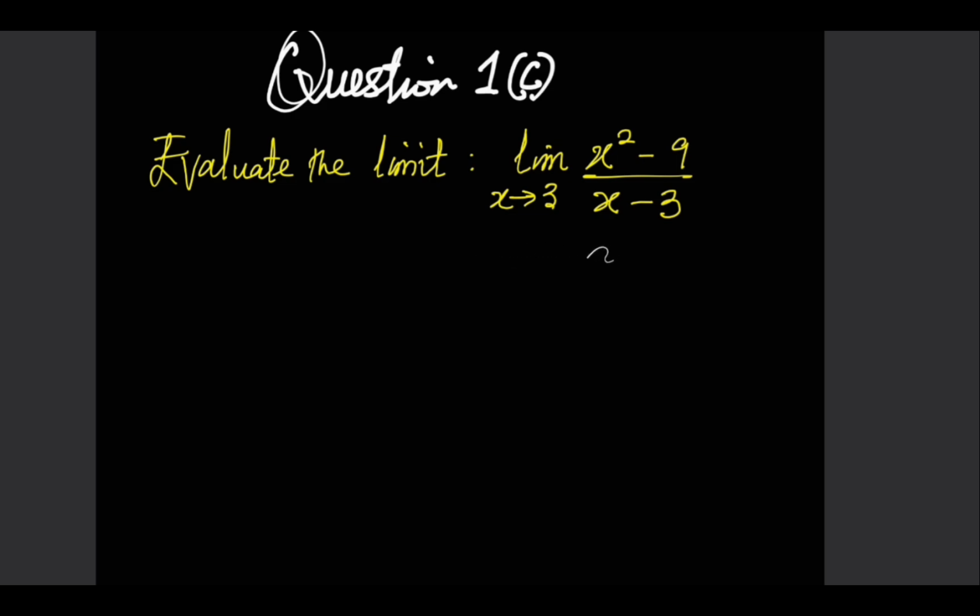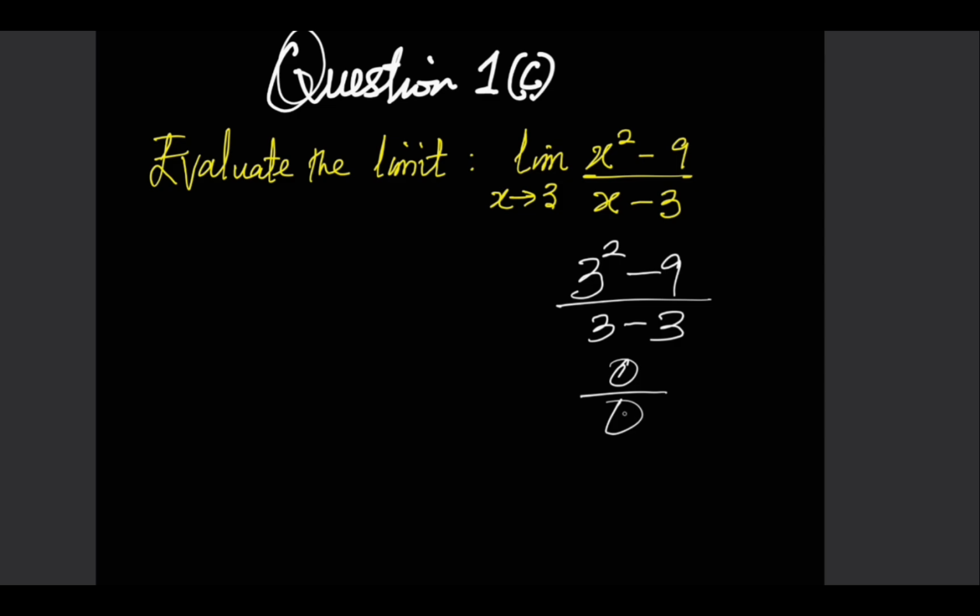So I'll plug in 3 for x and square that, minus 9, divided by 3 minus 3. And of course, 3 squared is 9. 9 minus 9 gives us 0, divided by 3 minus 3, and that will be 0 as well. Now we're having 0 over 0.